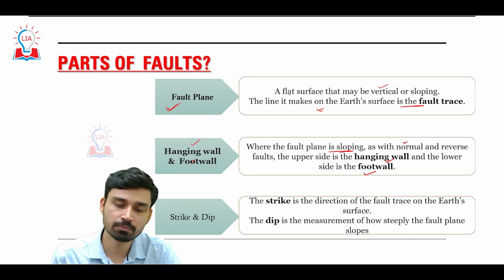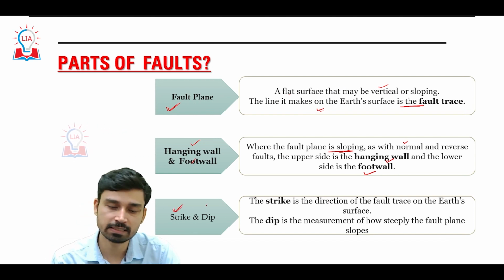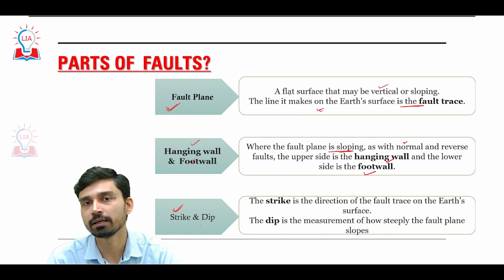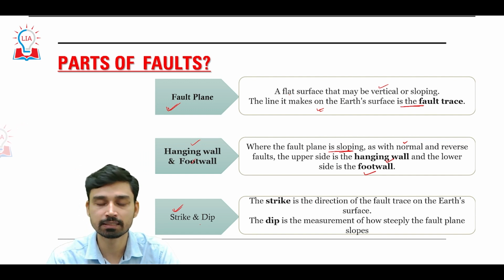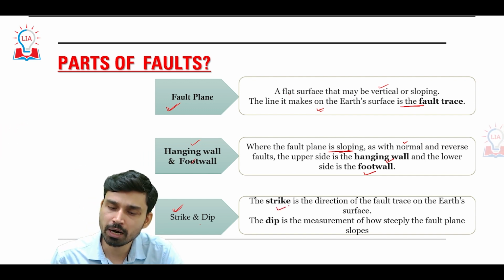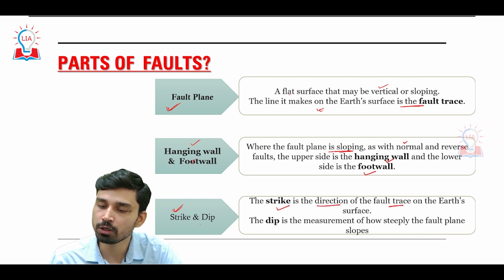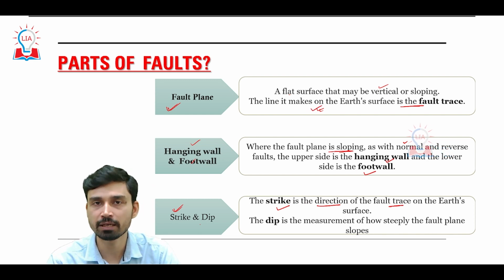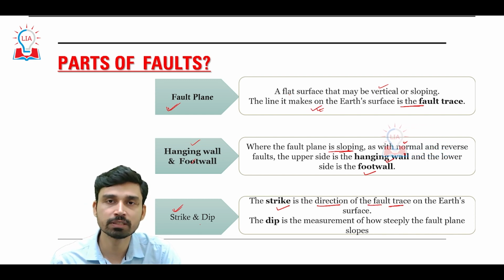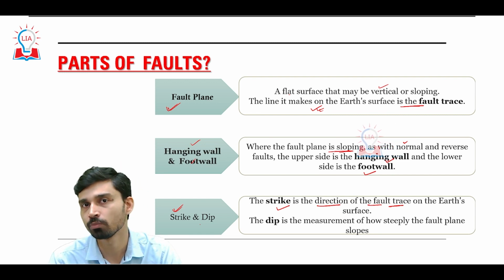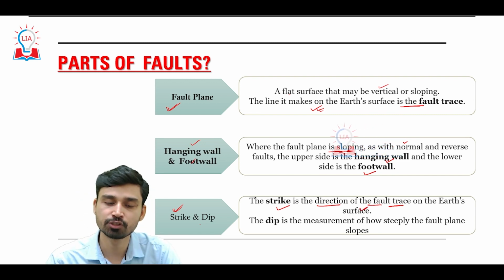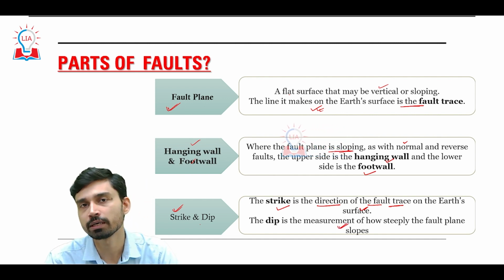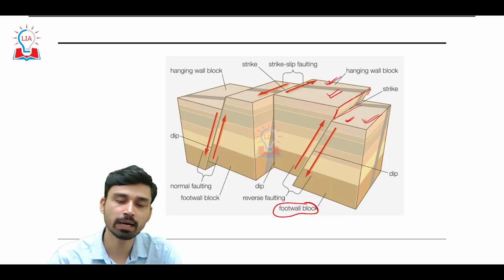The third important term we come across when talking about faults is strike and dip. The strike tells us about the relative motion of the plates, how it is happening across the fault. The strike is basically the direction of the fault trace on the Earth's surface. The fault trace, as we just discussed, is the line the fault plane makes on the Earth's surface, and the direction of this line is what we call the strike. On the other hand, dip gives us the idea of how steep the fault plane is. Now let us go again and look at this diagram here.